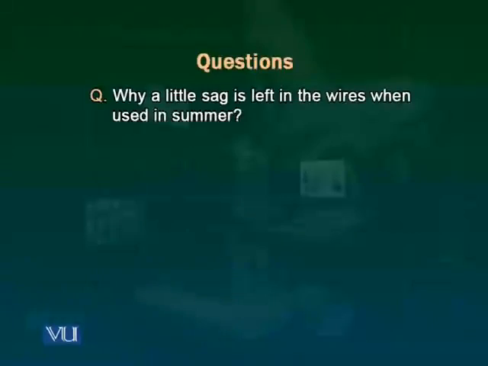We are not going to go into that because that becomes beyond the scope of what we are trying to teach you. Now, you all must have seen different wires which are laid down on electricity poles. They are given certain sag in summer. The question is, why are they given this sag in summer?